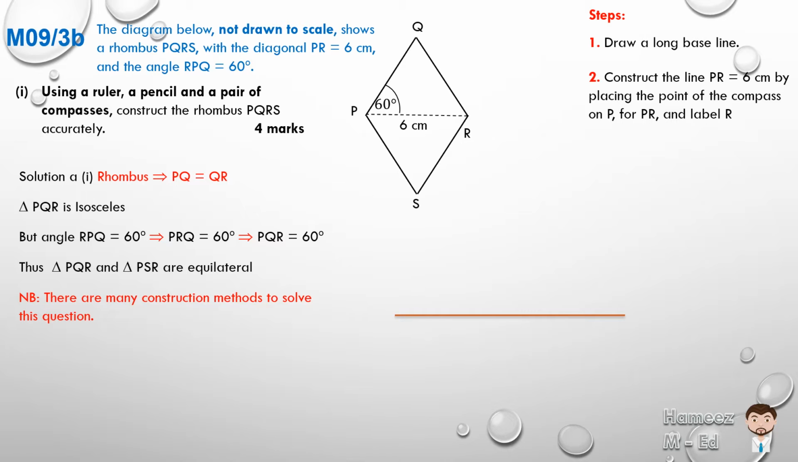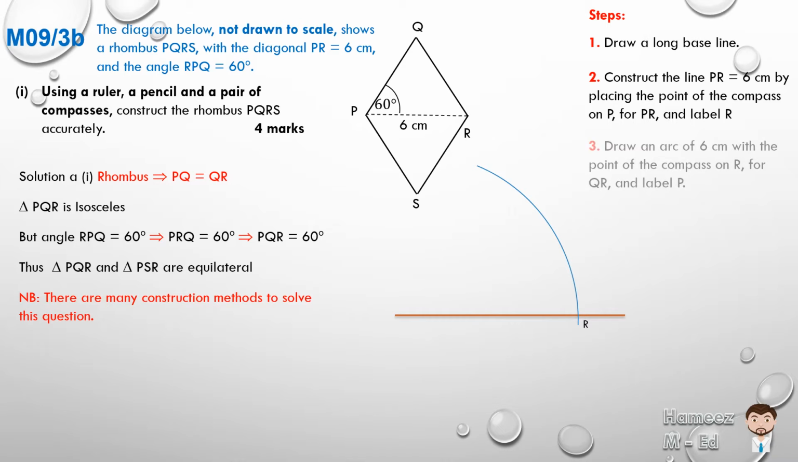By placing the point of the compass on P, and P will be anywhere inside the edge, not on the edge but a little closer. So our long baseline must be longer than 6 centimeters. So we put our compass there and we draw an arc, which we have in blue, and we label the point on the right side as R, trying to follow our sketch above.